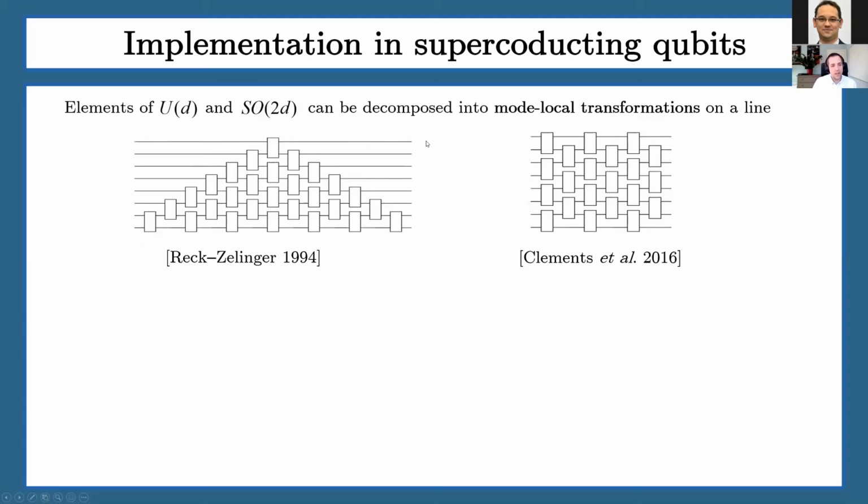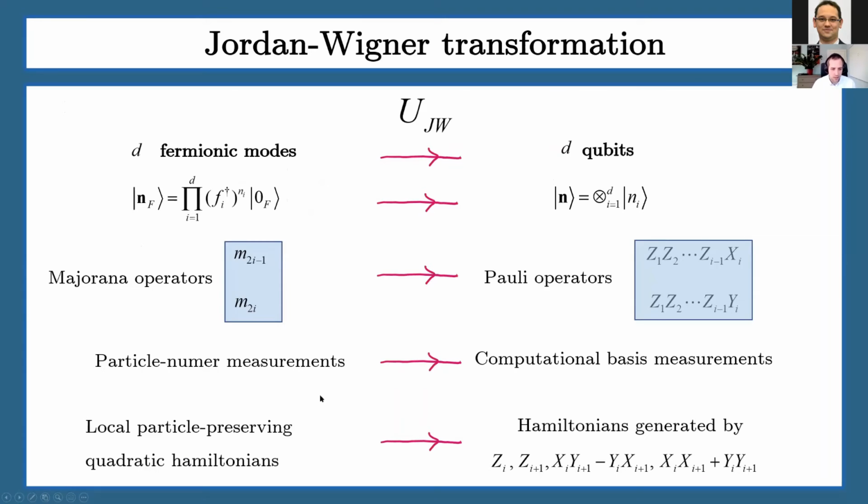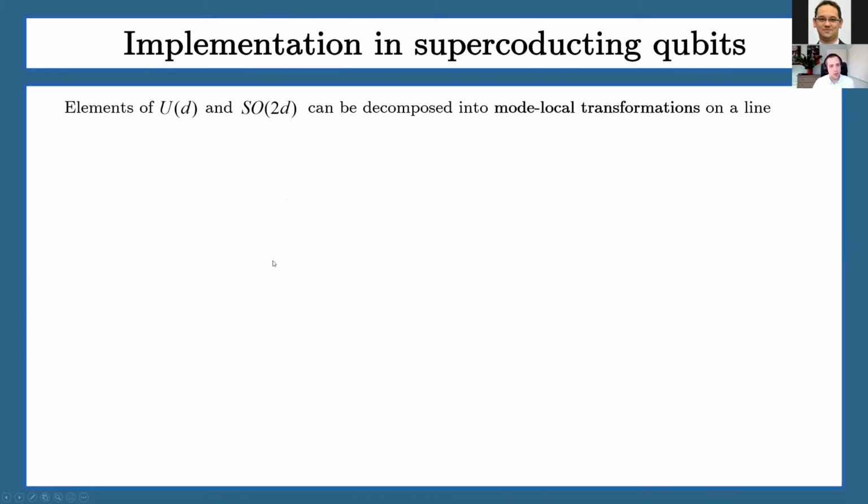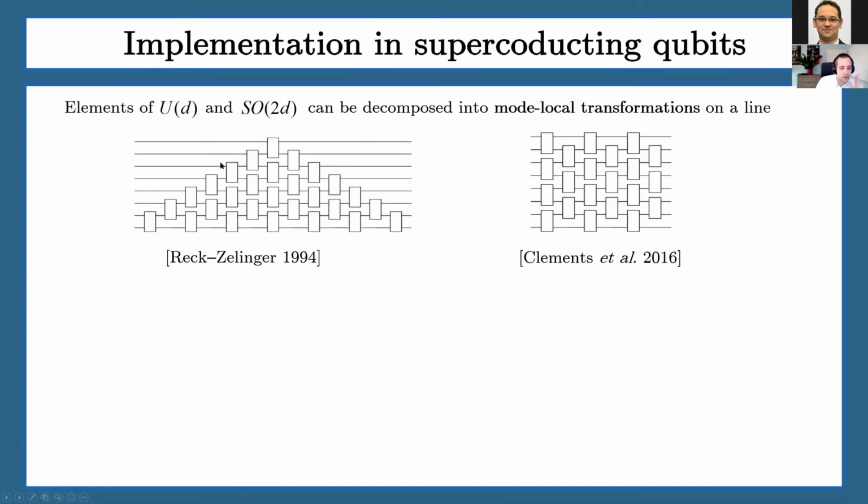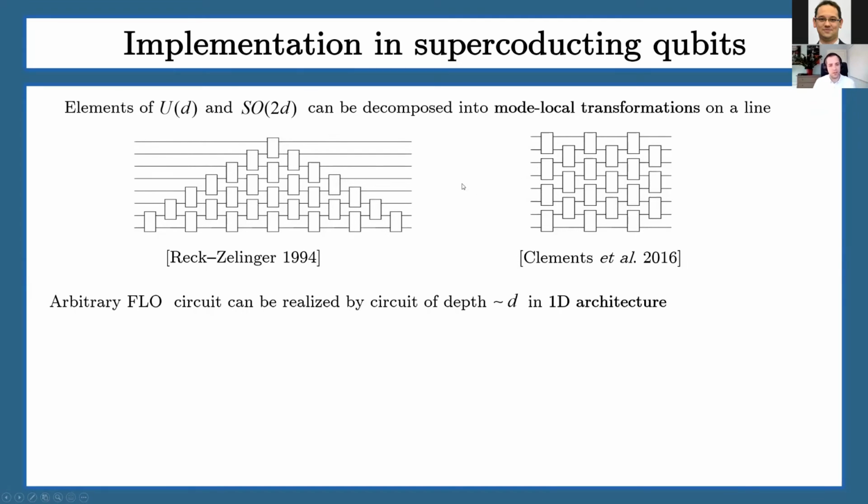Now, if we use this fact that you can map those local transformations to local Hamiltonians, then for simplicity, for active fermionic linear optics, you can think of every line here as a qubit. Every line is a qubit, and what you have to do is implement some specific two-qubit transformations. Moreover, here I have d qubits, and the depth is of order d. So we get that an arbitrary fermionic linear optical circuit can be realized by a circuit of depth d in a one-dimensional architecture.